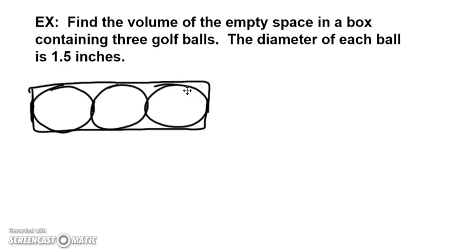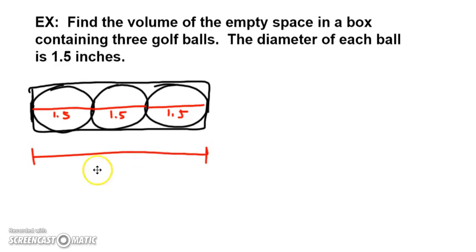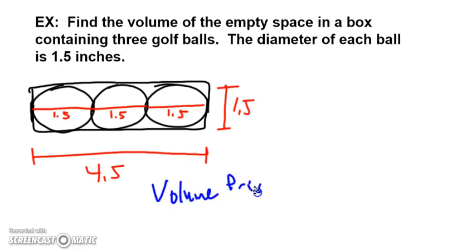So when we talk about the fact that the diameter is 1.5 for each of them, that actually gives us the total height of the prism, 4.5. It also gives us the length of the prism to be 1.5. So when we think about the open space here, we first need to find the volume of the rectangular prism, and then we need to take away the volume of the golf balls to find out what is the leftover space.